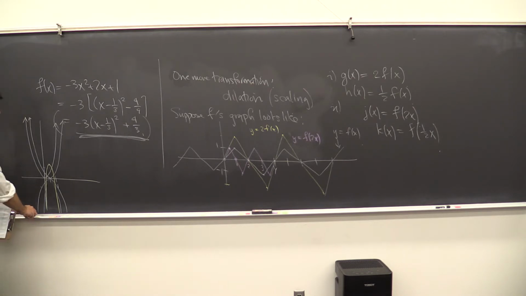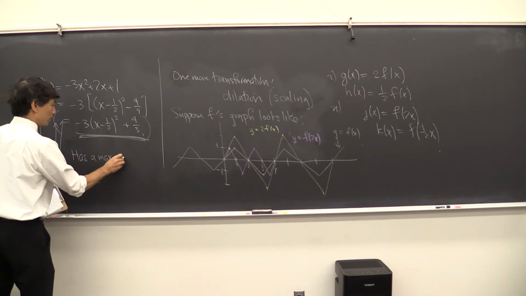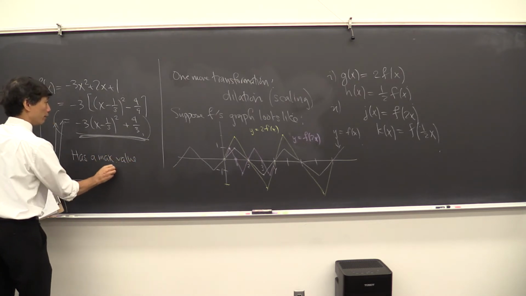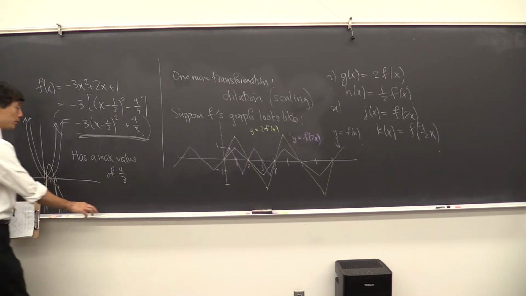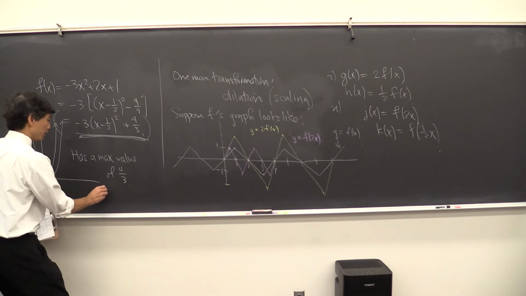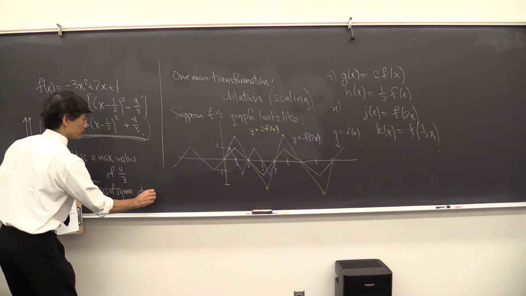Okay, and so the question was, where is this function optimized? Well, you see that it's got a max, doesn't have a min. It goes to negative infinity, so it doesn't have a min, but it does have a maximum value. So it has a maximum value of 4/3, and that occurs, with an axis of symmetry, at x equals 1/3.